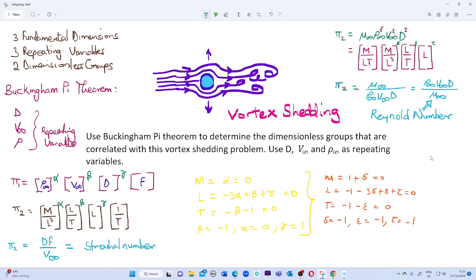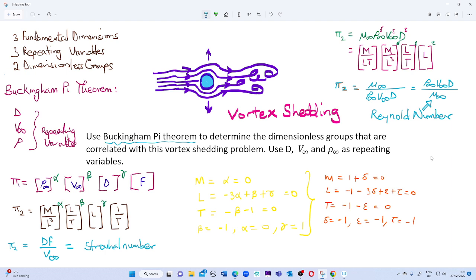Today we shall be discussing how to use the Buckingham pi theorem. Once again, how to use the Buckingham pi theorem. Now let's read through the question we have.